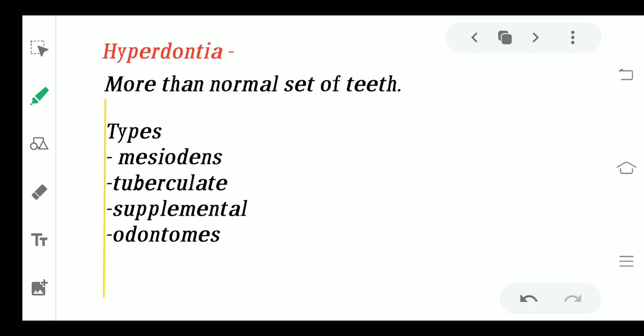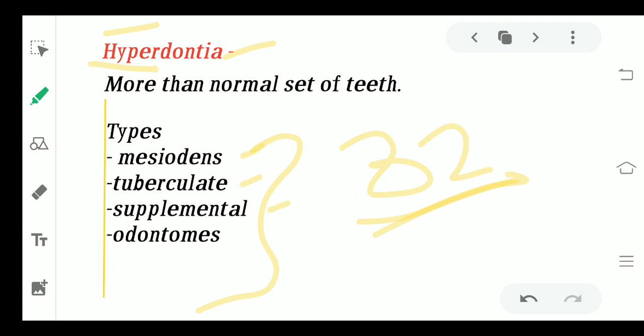The next one we have is hyperdontia. Now hyperdontia, as the name hyper indicates, means there are more than normal teeth in the mouth. The normal set which we have is 32. So when there are more than 32 teeth in the mouth, that is said to be hyperdontia. Hyper means more, dontia means teeth. Now in hyperdontia we have 4 subtypes: the mesodens, tuberculate, supplemental, and odontome. So now you know what is hyperdontia.